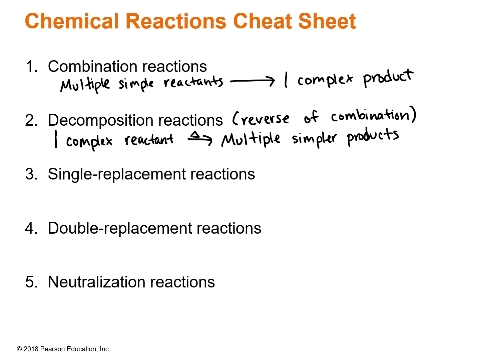Single replacement reactions. You have a metal plus some kind of aqueous solution. SOLN, that's my abbreviation for solution. You need to use the activity series for these. That's just a reminder. But the way that they look is they have a metal plus an aqueous solution of something as your reactants.